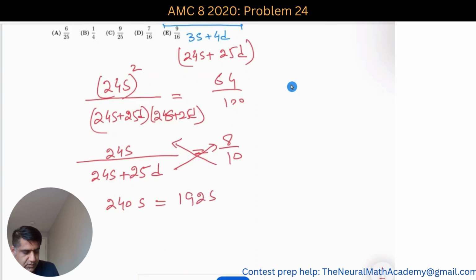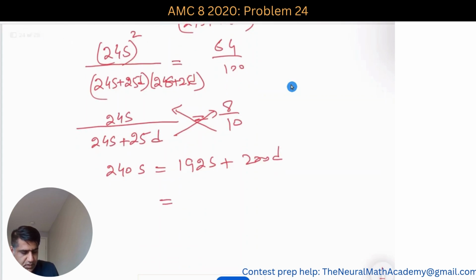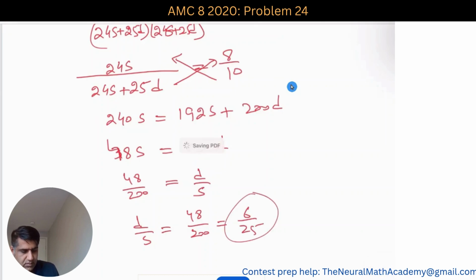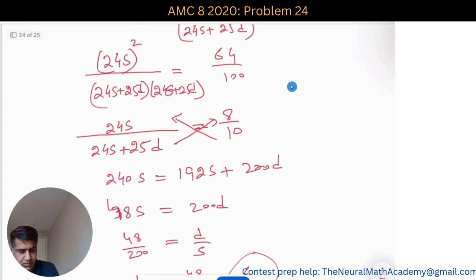192s plus 200d. Now if I rearrange, I get 48s equal to 200d, and then d over s is 48 over 200. If I further simplify this ratio, then I get 6 over 25. So the answer is A for this problem.